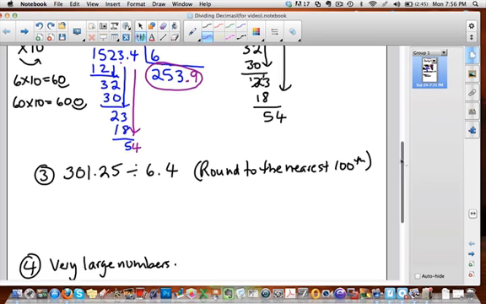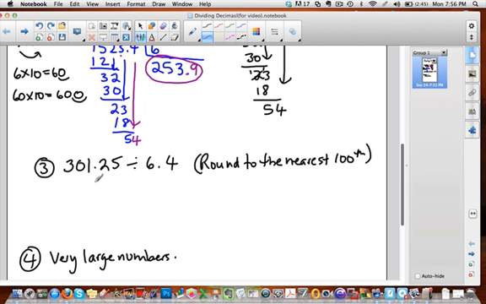Okay, so using the same method, let's take a look at this one. 301.25 divided by 6.4, so that is, how many times does 6.4 go into 301.25? Move the decimal. I want this to be an integer. Once to the right, I'm multiplying both by 10.